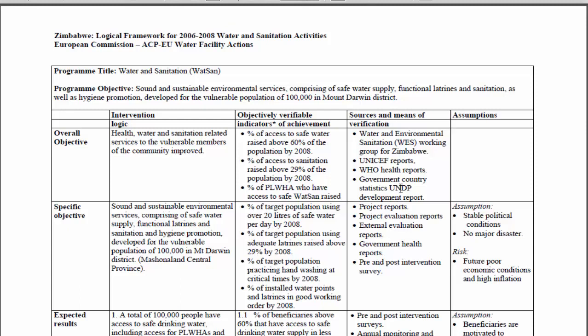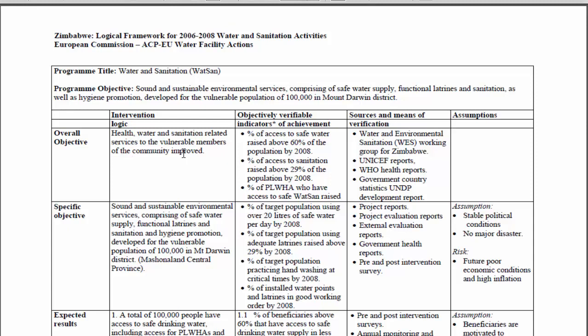I totally agree with them because these are high level indicators. This is high level, like when you say overall objective, we're talking about the goal of the project. Believe you me, for the lower level indicators, you can actually interpret, even if they don't tell you this is the purpose, you can see that this is the purpose, even from the way it has been phrased: health, water, sanitation related services to the vulnerable members of the community improve. So these are really long term objectives.